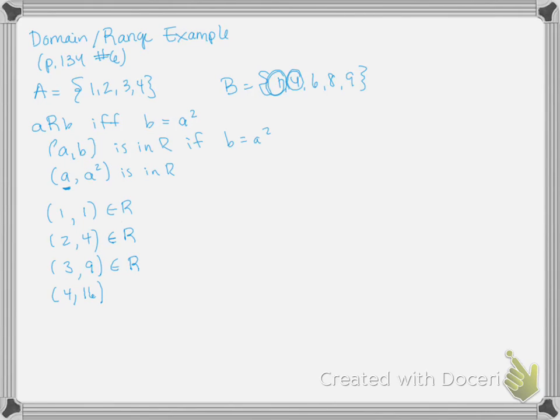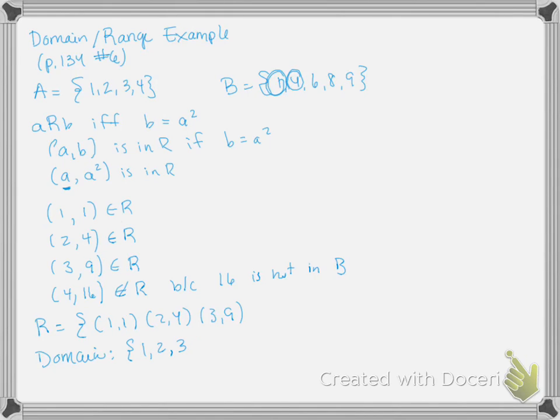(4, 16) is not in my relation because 16 is not in the set B. So my relation consists of the ordered pairs (1, 1), (2, 4), and (3, 9). So my domain is the set of all inputs, which is 1, 2, and 3. And the range is the set of all possible outputs, which is 1, 4, 9.